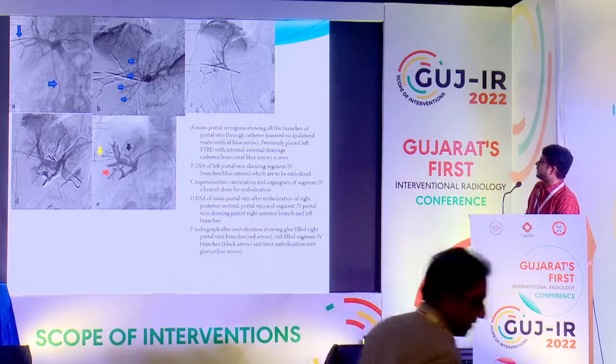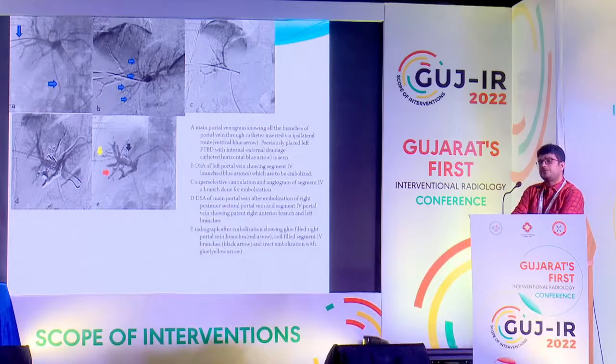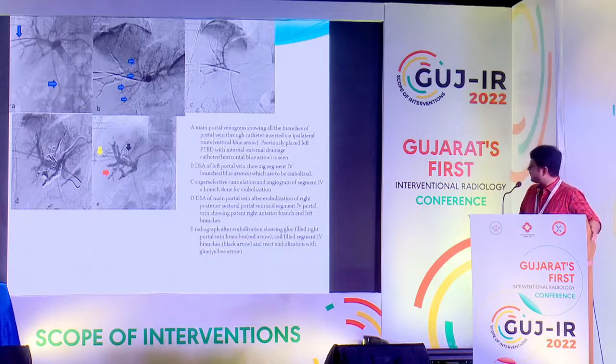First image shows a portal veinogram from the ipsilateral route. We have punctured the right portal vein from the ipsilateral route so that we don't damage the FLR. And there is already PTBD in place. The blue arrow shows the PTBD in the first image, A. And we have embolized completely the right portal vein and segment 4 branch. Segment 4 branch is embolized with coils and the right portal vein is embolized with glue.